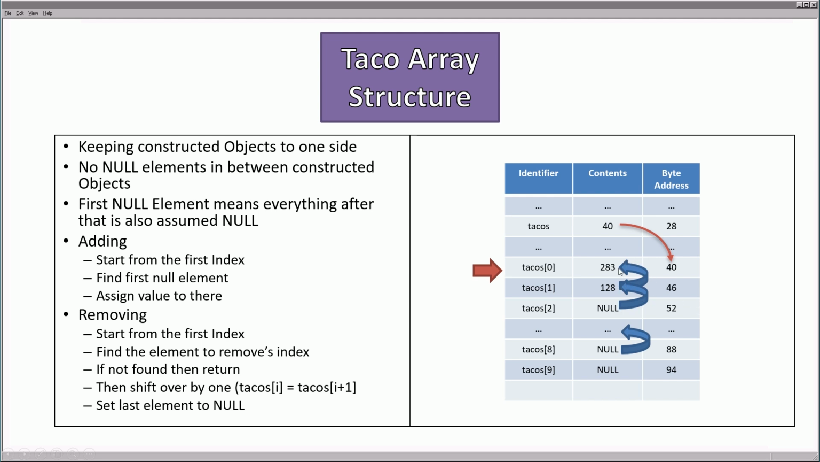Now this replaced it and became 283. This replaced that, becoming 128. We assumed tacos at index 3 was null, so this got assigned to null, and everything gets shifted over by 1. Now, if you successfully remove an object from this array, it's always a good idea to set that last element to null. That way you don't accidentally have a duplicate element at the end. This is how we are going to structure our array.